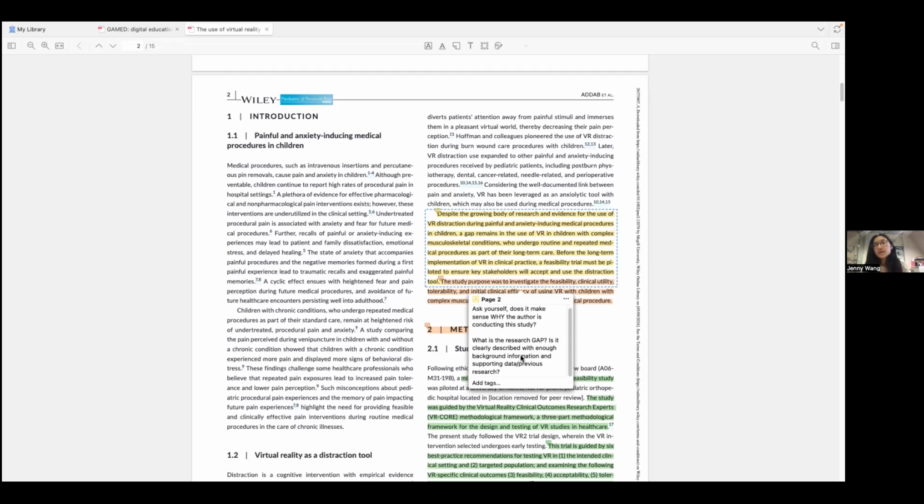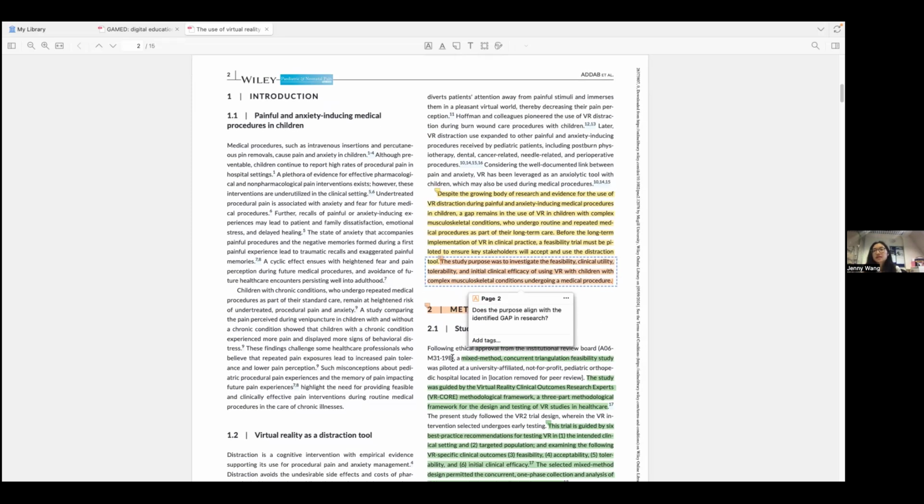So you need to ask yourself, does it make sense why the author is conducting the study? Is this something that I'm curious about? What is the research gap? And is the research gap clearly described with enough background information and supporting data or previous research to justify why I should spend time reading this report, but also why the authors conducted the study in the first place? Those are the key questions.